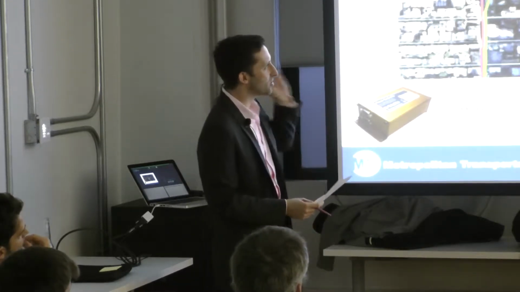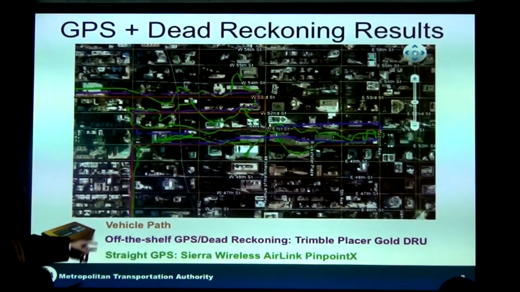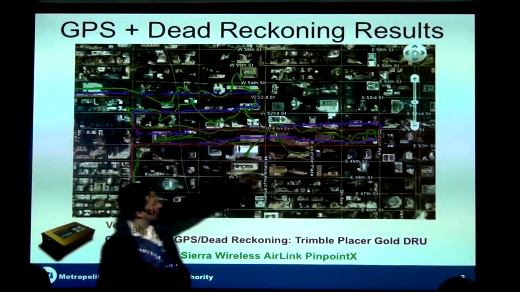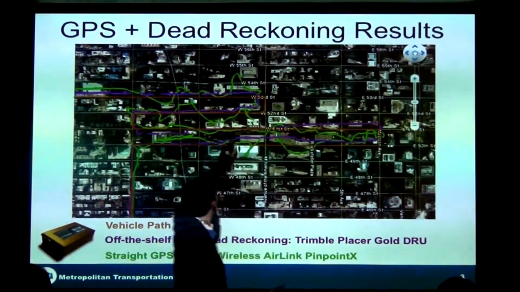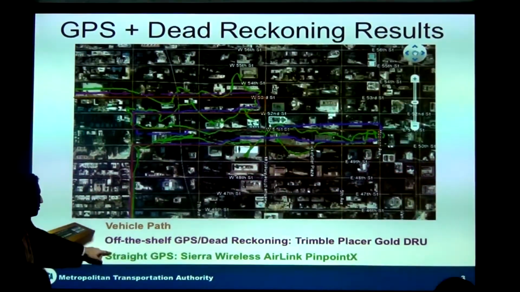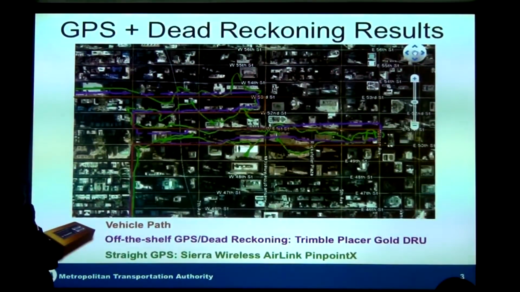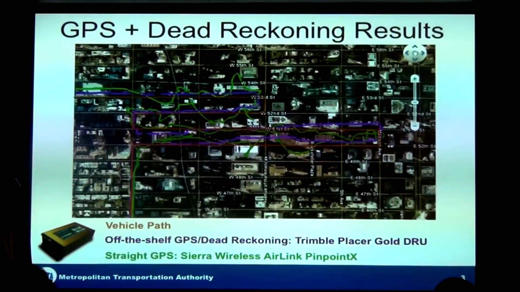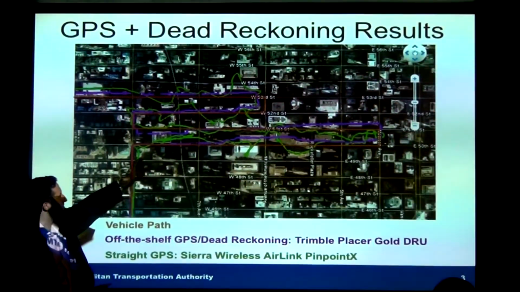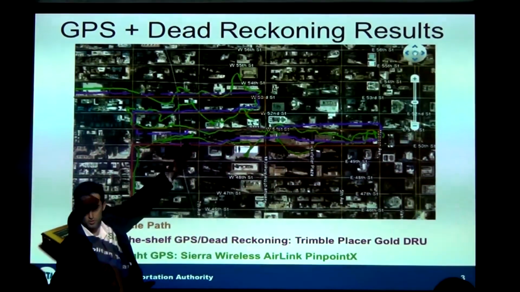So this little picture shows the yellow, which is where the bus actually went on this little test drive. The purple is what this device was putting out, and the green is what a normal GPS with no dead reckoning was doing. And you see the green is certainly a mess. Not only is it wavering, it goes back and forth sometimes.